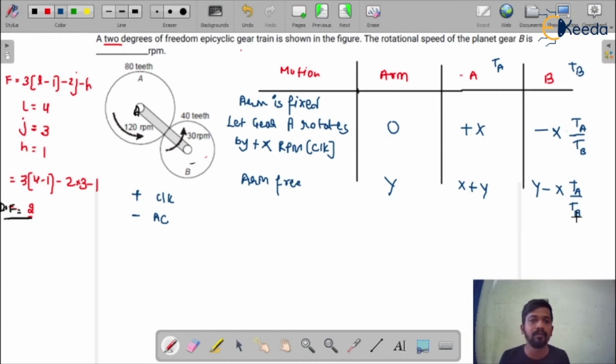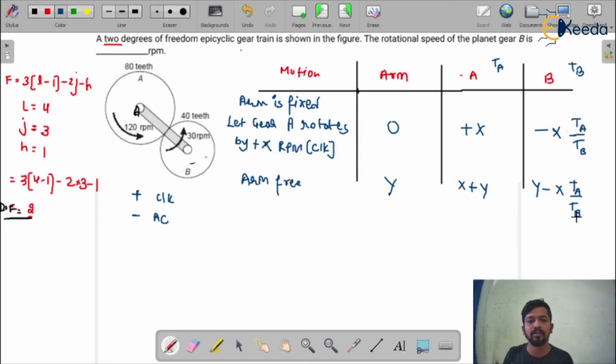You have to make a table for the epicyclic gear train like that. Whatever be the number of questions we are going to solve, we have to draw the table in a similar way. Okay, first we have to assume the arm is fixed, and as we have assumed the arm is fixed, we have to write down the speed of the gear A and the gear B. Like that we have assumed x rpm clockwise direction, and on the basis of that, the arm is having 0 velocity and the gear A is having the x velocity, and we have to write down the speed of the gear B on the basis of that data, that is minus x TA upon TB.